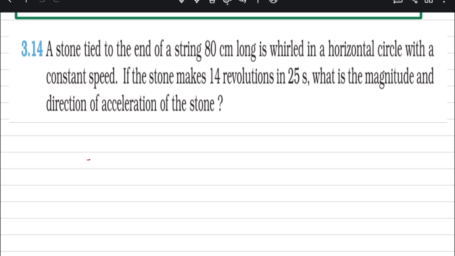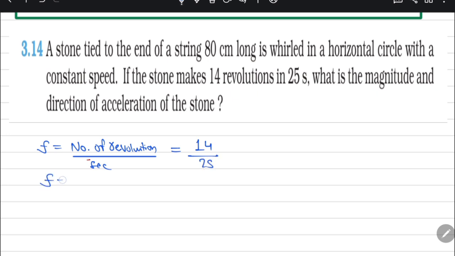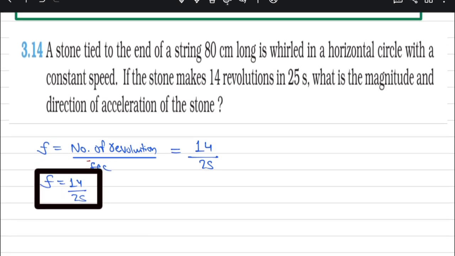A stone is tied to the end of a string of 80 centimeter long, and is whirled in a horizontal circle with a constant speed. If the stone makes 14 revolutions in 25 seconds, what is the magnitude and direction of acceleration of the stone? The frequency is equal to number of revolutions per second. Number of revolutions is 14, per second is 25. So frequency is basically 14 by 25. Number of revolutions per second, that is our frequency.